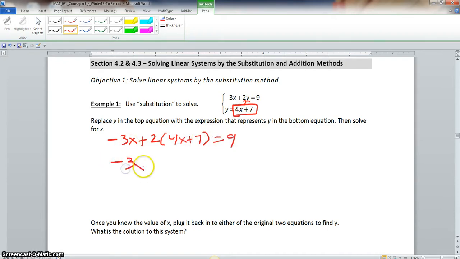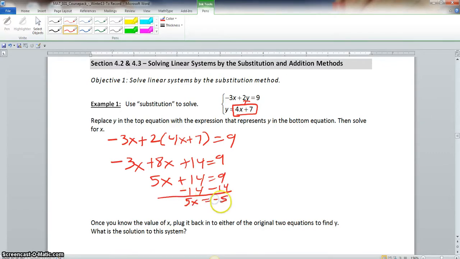So we had negative 3x. We use the distributive property here. This will give us 8x plus 14 is equal to 9. Now we combine like terms. Negative 3x plus 8x is 5x plus 14 equals 9. We're going to subtract 14 on both sides, and we have 5x equals negative 5. Divide each side by 5, and x is negative 1.